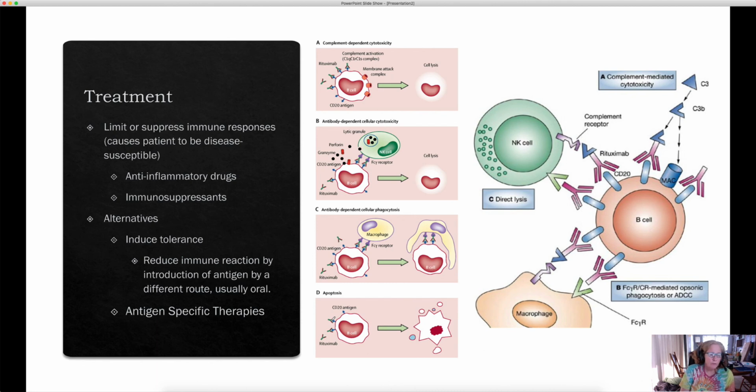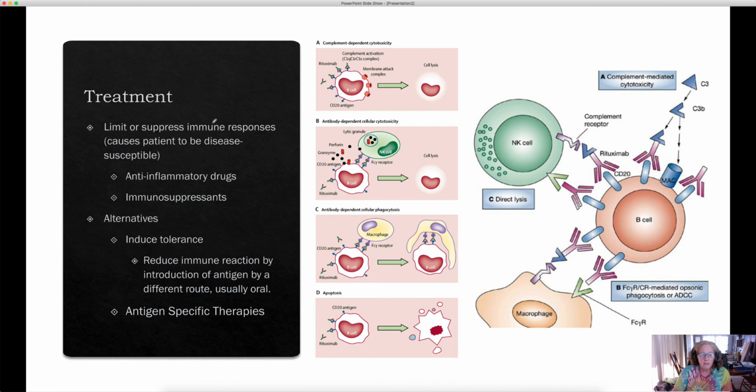How do we treat autoimmune diseases? Well, the number one way to treat it is to kind of diminish the immune reaction to begin with. So we want to suppress the immune reaction. But the problem with immunosuppressants, which there are lots of on the market, is it can make someone more susceptible to disease or infection.